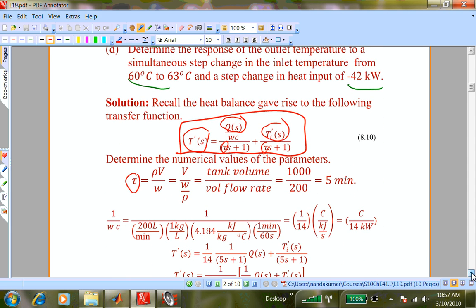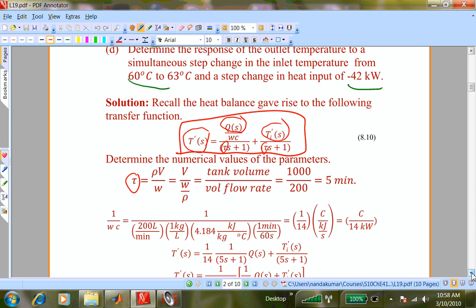So tank volume divided by the volumetric flow rate. That tells you approximately in 5 minutes, you would have added 1,000 liters. So the original 1,000 liters in the tank would have been displaced. Okay? So whatever the new temperature that came in with, typically of the order of the residence time, it should be the outlet temperature too. Not exactly one time constant, typically 3 or 4 time constants it will take.